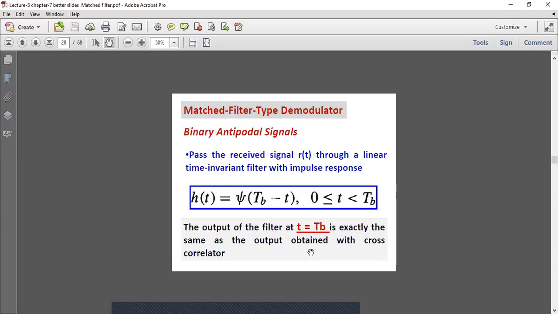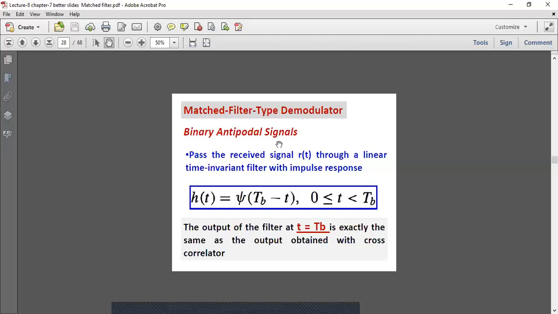The second type is the matched filter type demodulator. You can go through my previous videos on the cross correlator, where I described in detail and solved some example problems for you. There are two videos. In one we discussed the theory of the cross correlator type demodulator, and in the second the examples are described. Today in this lecture, I will go through the matched filter type demodulator.